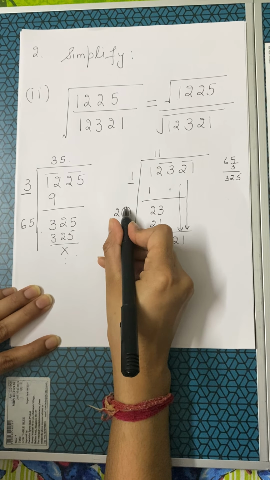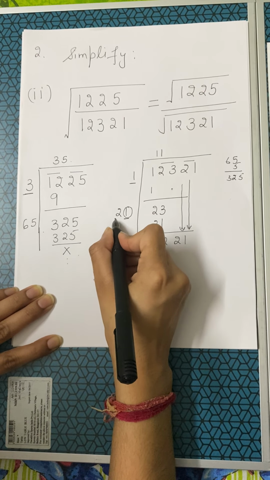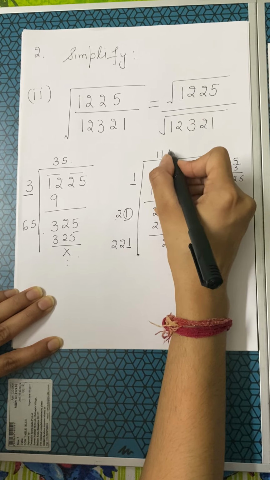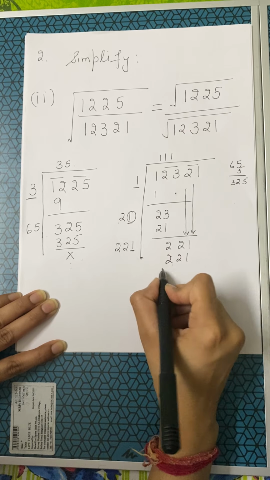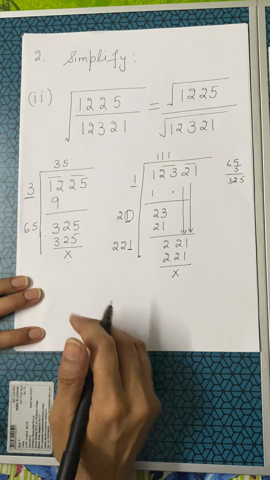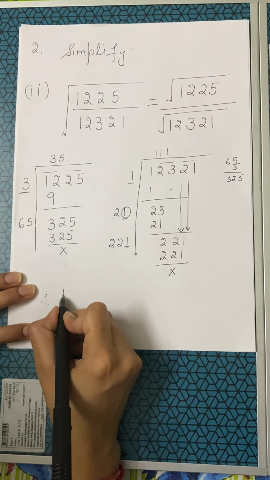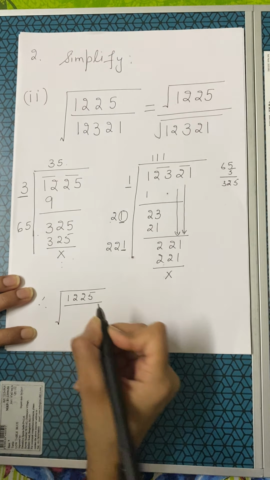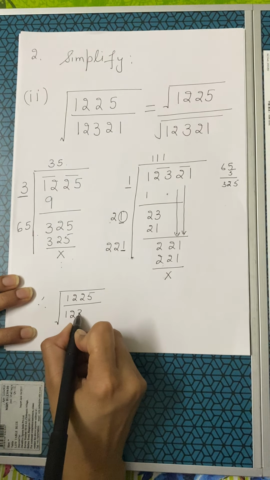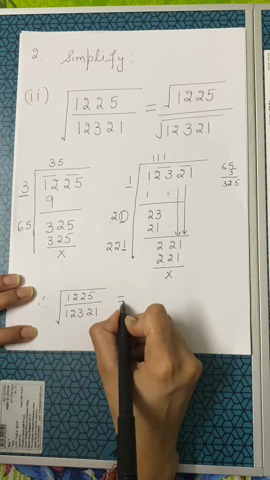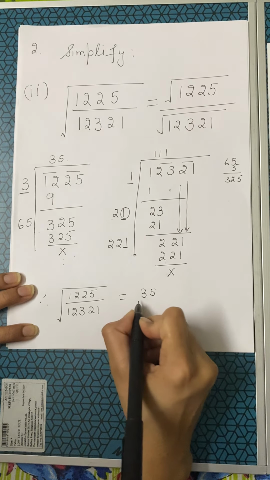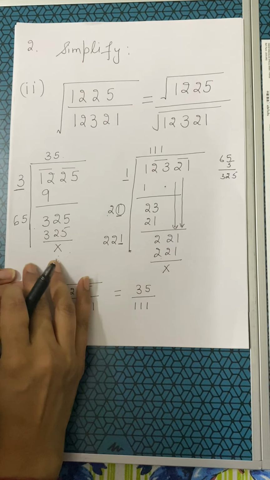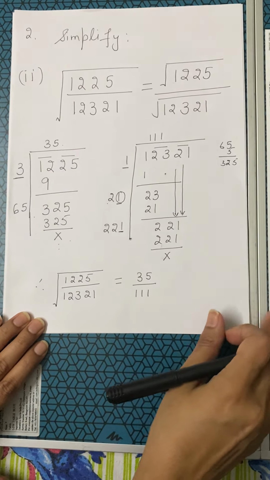Okay, this number has to be multiplied by 2. 2 will be written as it is. This will be 2. Now if I try to multiply by 1, again this will come out to be 221, which is completely divisible. Therefore I can say square root of 1225 divided by 12,321 will come out to be 35 upon 111. So this will be the square root of the given number.